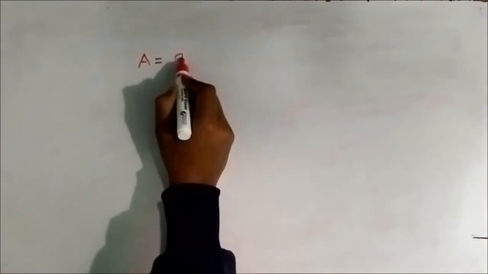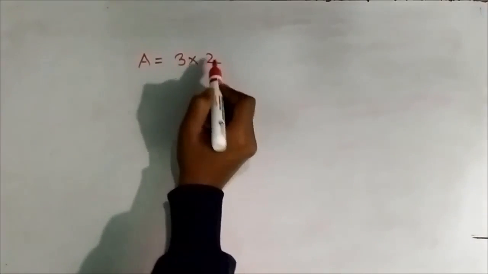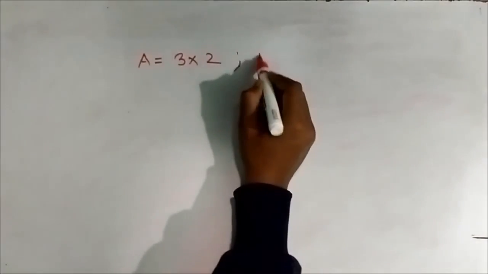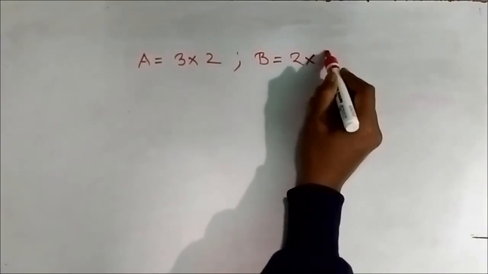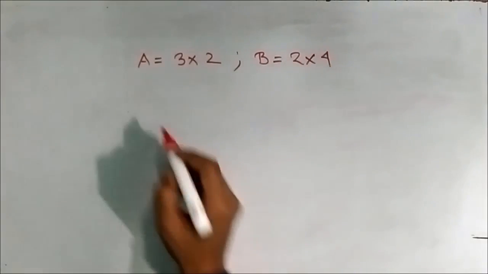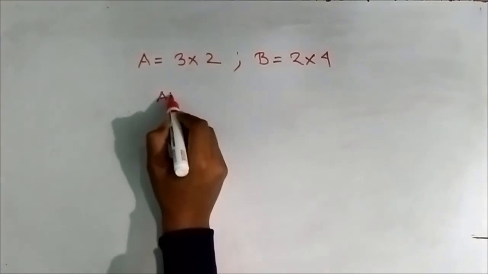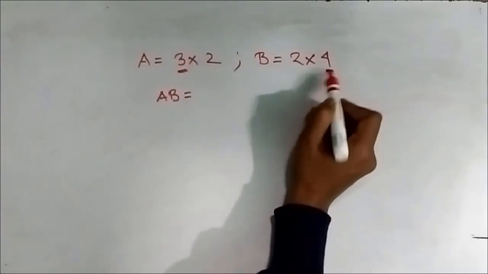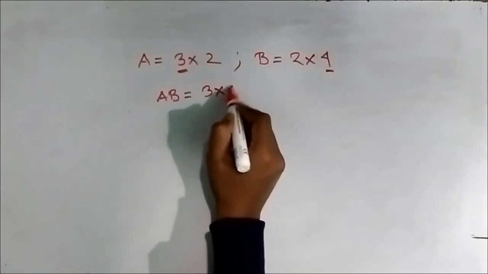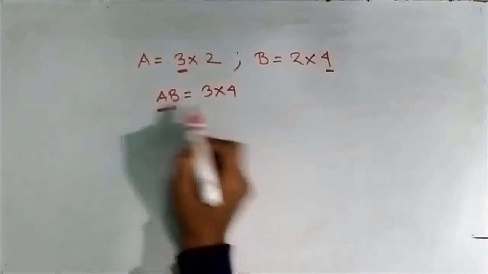Suppose A is a matrix whose order is 3 cross 2 and B is a matrix whose order is 2 cross 4. If we multiply these two matrices, AB, the order of AB should be 3 cross 4.